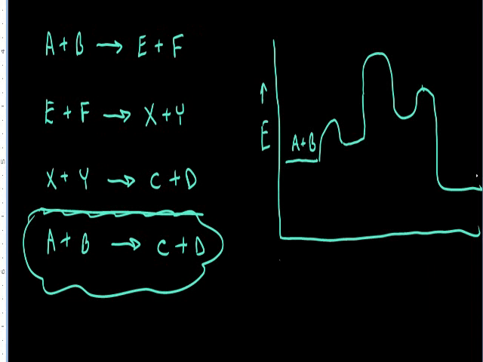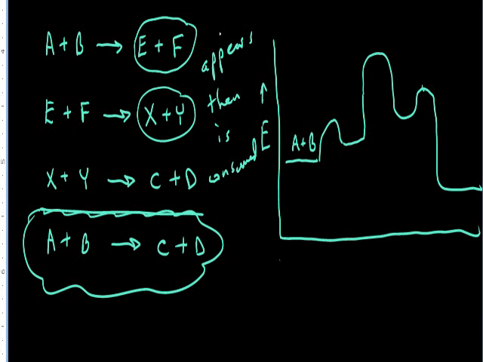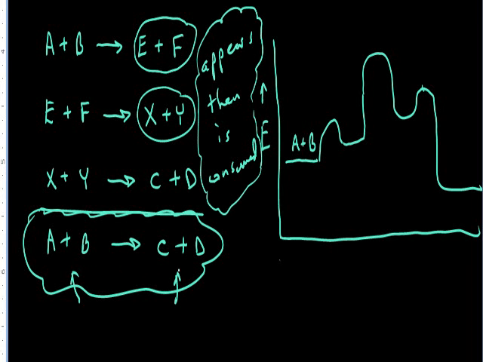Reactions typically go through several steps where we create things known as reactive intermediates. In this case, E and F are reactive intermediates, X and Y are reactive intermediates. A reactive intermediate is something that appears in our intermediate steps and then gets consumed and disappears, leaving us with only the original reactants and the final products that actually appear in the final balanced equation.